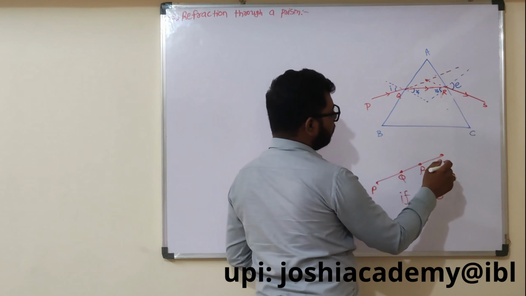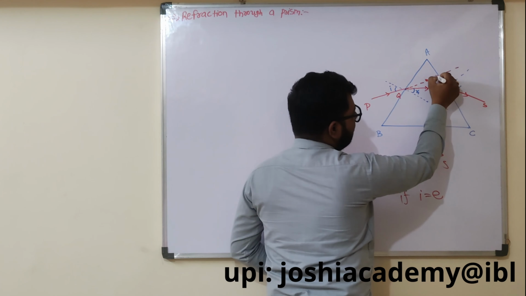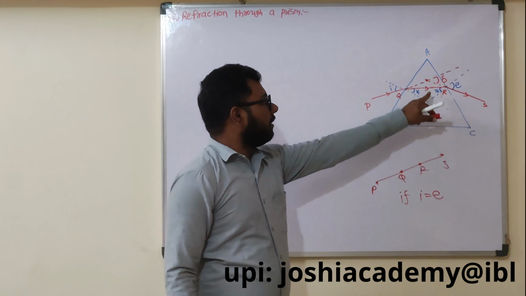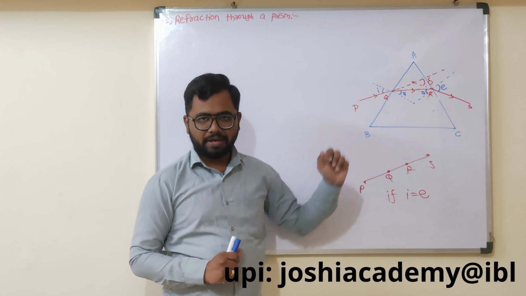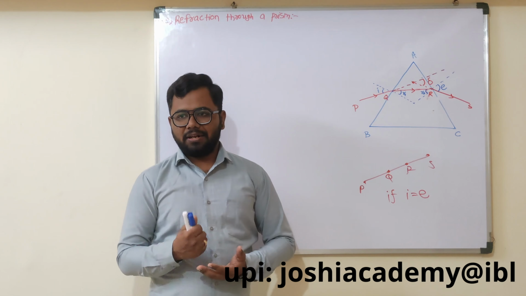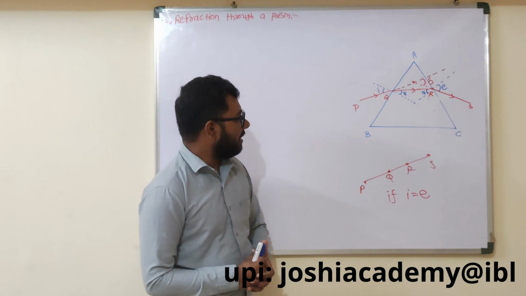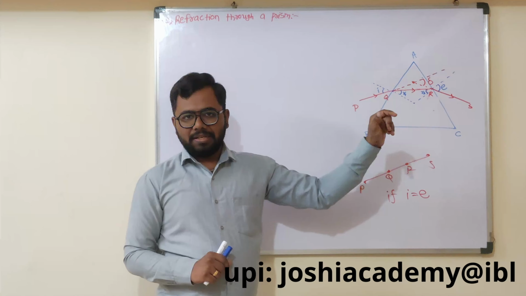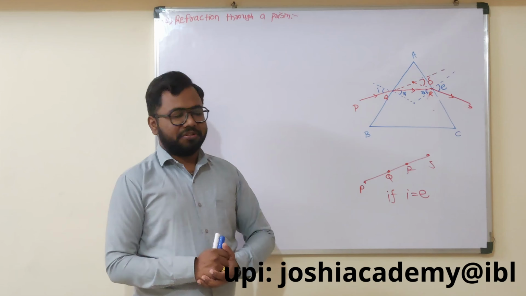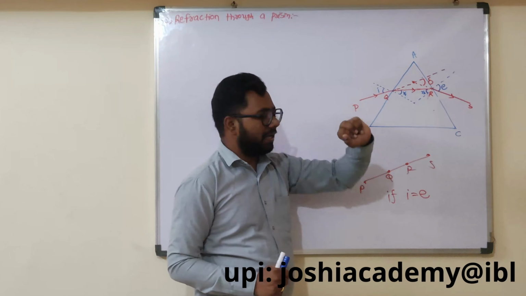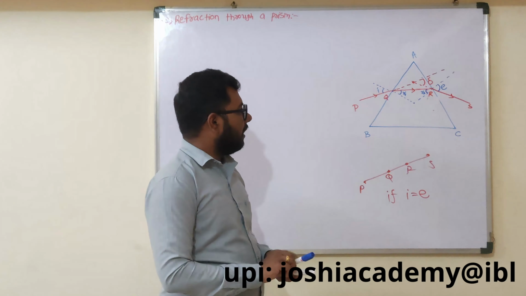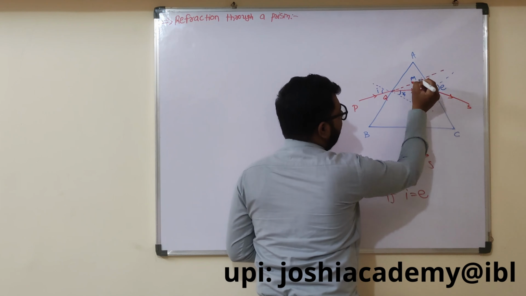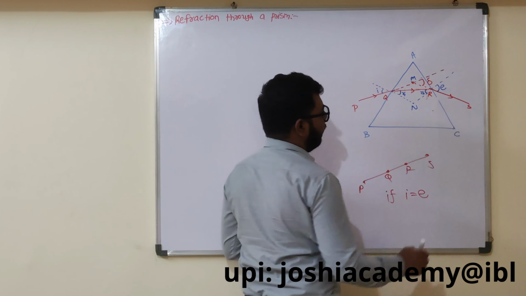Clear? Now this is the angle. Here this is making the angle delta. Delta is known as the angle of deviation. The angle between the incident ray and the emergent ray is known as the angle of deviation, denoted by delta. Now let us give names to these points. This be M and this be N.